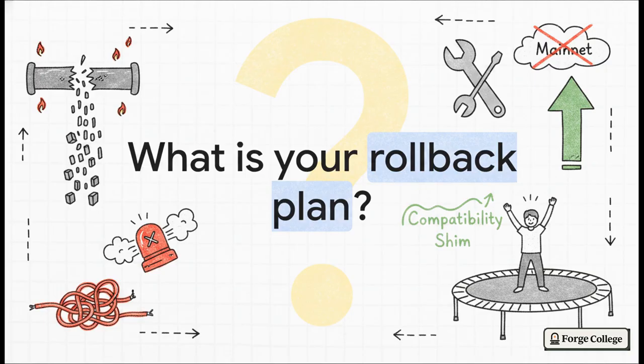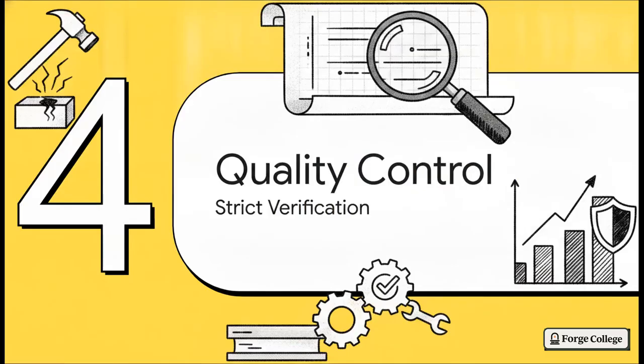That is exactly why every single optimization in your playbook must answer one simple question. What is your rollback plan? You absolutely must have fallback instructions, like a compatibility shim, so you can safely revert. No YOLOing to mainnet without a net, folks. Just don't do it.